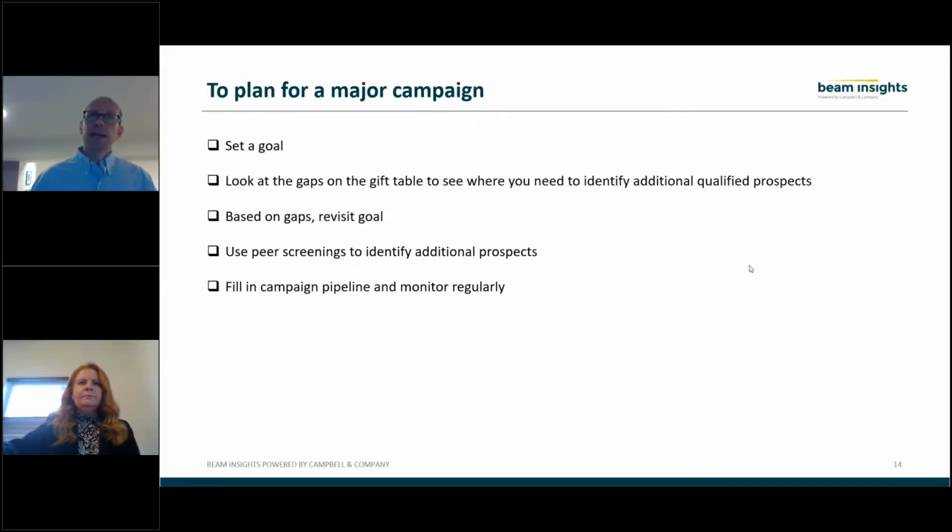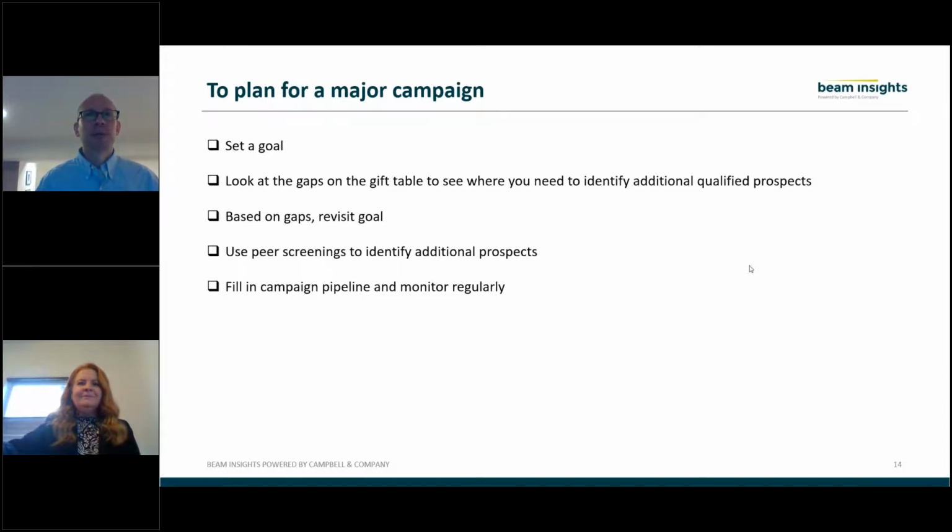Based on that, looking at the gaps in the table, as we've talked about, you can say, my president, my CEO, my executive director, our board is saying we need to raise X. I'm looking at this table. In order to get to X, we're going to need another 25 prospects at $25,000 and above, or whatever it may be. And being able to communicate that early on, before you get yourself into really active planning and implementation. If you have the ability, maybe you revisit that goal.